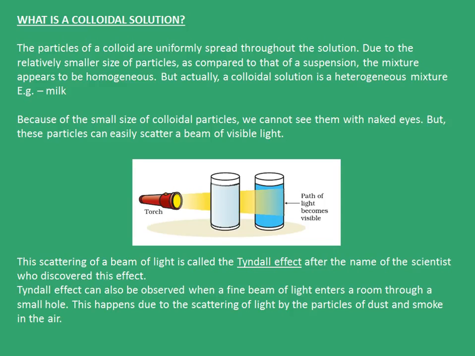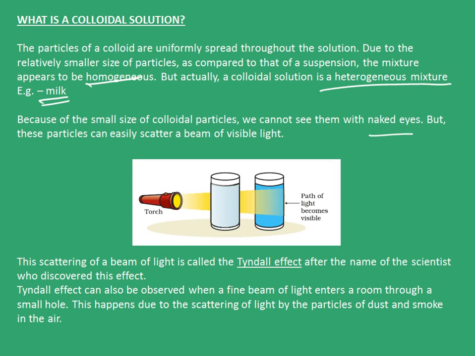The third type of mixture is the colloidal solution. The particles of colloid are uniformly spread throughout the solution. Due to the relatively smaller size of particles as compared to that of suspension, the mixture appears to be homogeneous. But in reality, a colloidal solution is a heterogeneous mixture. For example, milk. Because of the small size of colloidal particles, we cannot see them with naked eyes.